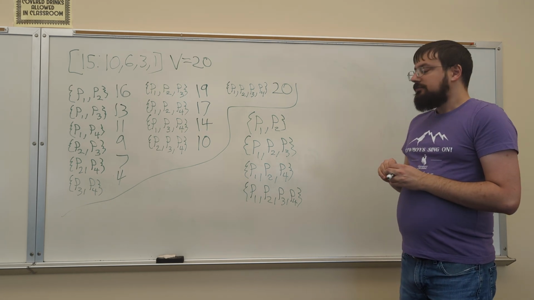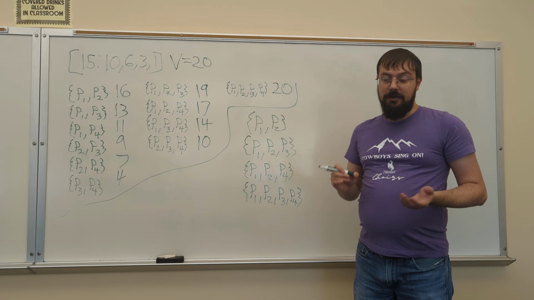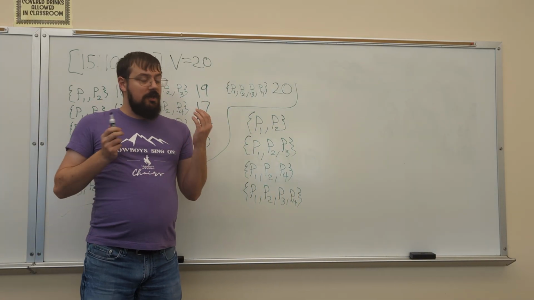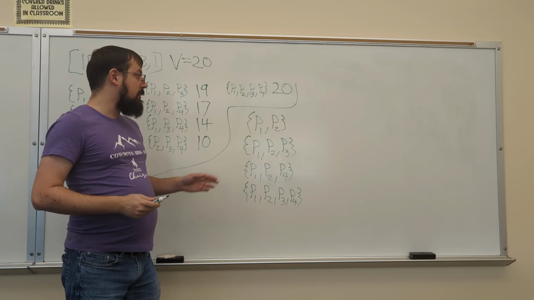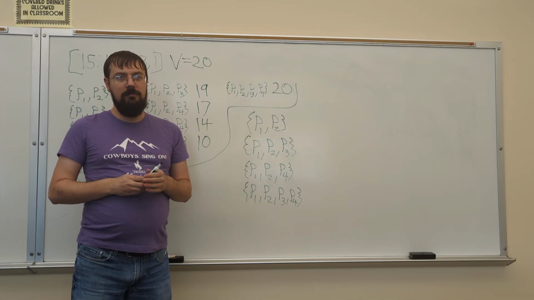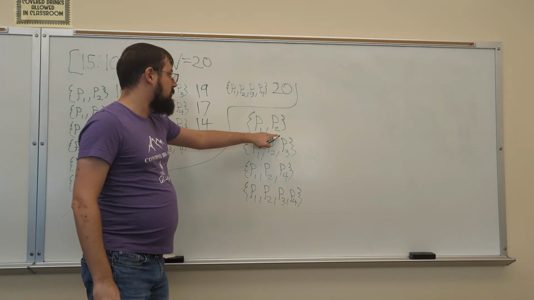All right. The next step deals with the concept of what we call critical players. Now, what a critical player is, basically, is just a player that if we were to remove it from that coalition, it would no longer be a winning coalition. So let's look at this first one, P1 and P2.